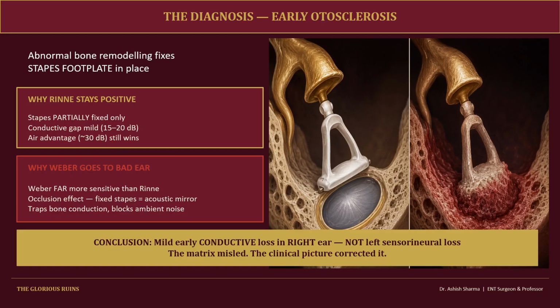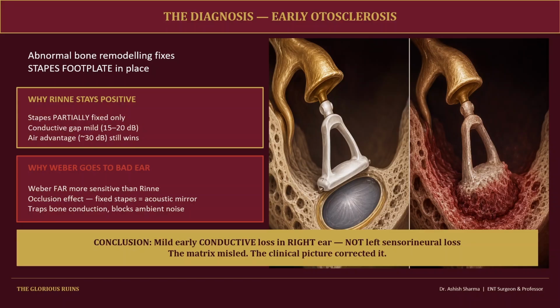This is early otosclerosis, also known as otospongiosis, which in fact is the correct scientific terminology. So, otosclerosis is a condition where abnormal bone remodeling gradually fixes the stapes footplate in place. The stapes, the smallest bone in the human body, sits against the oval window and is supposed to transmit vibrations into the fluid of the inner ear.